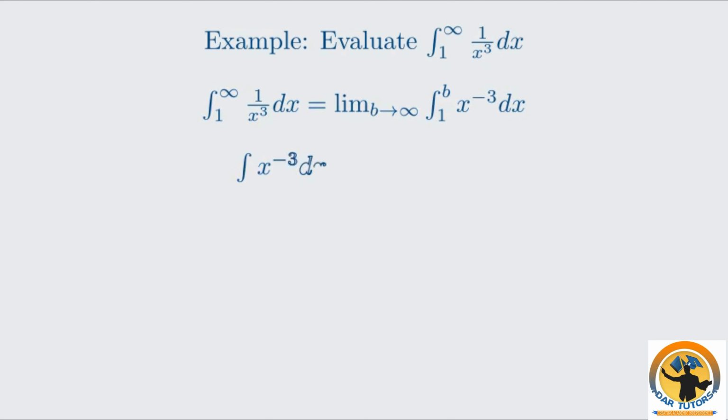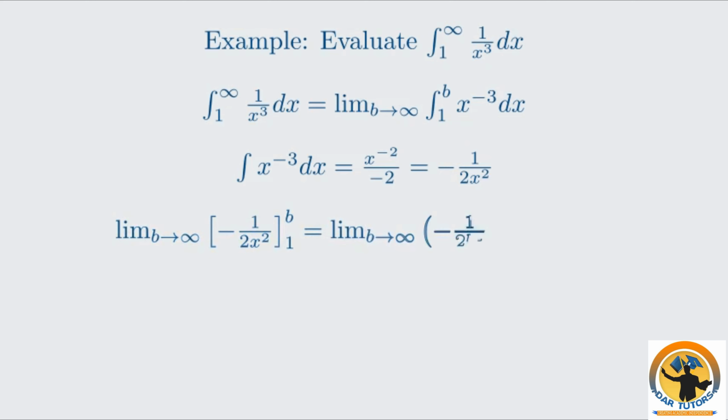Using the power rule, the antiderivative is -1 over 2x squared. Now we evaluate this antiderivative at the limits of integration, b and 1. This gives us the limit as b approaches infinity of -1 over 2b squared minus -1 over 2 times 1 squared. Let's simplify this expression. This simplifies to the limit as b approaches infinity of -1 over 2b squared plus 1/2.